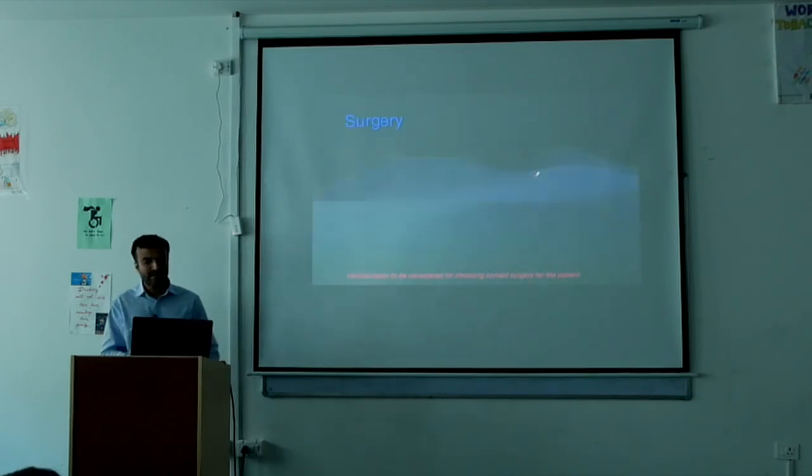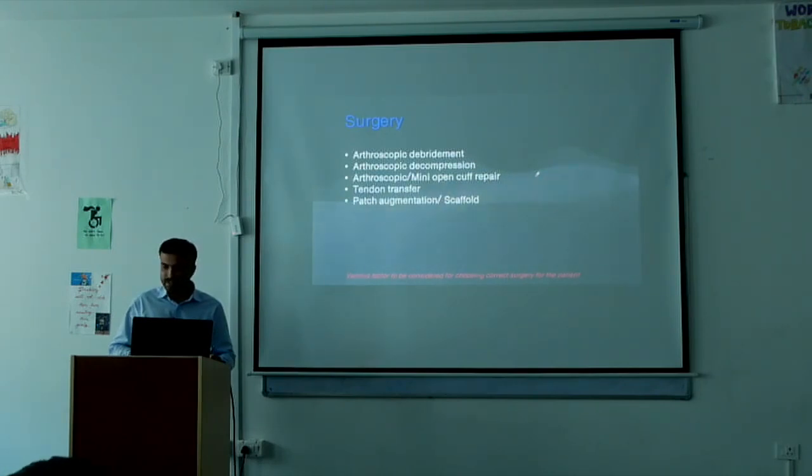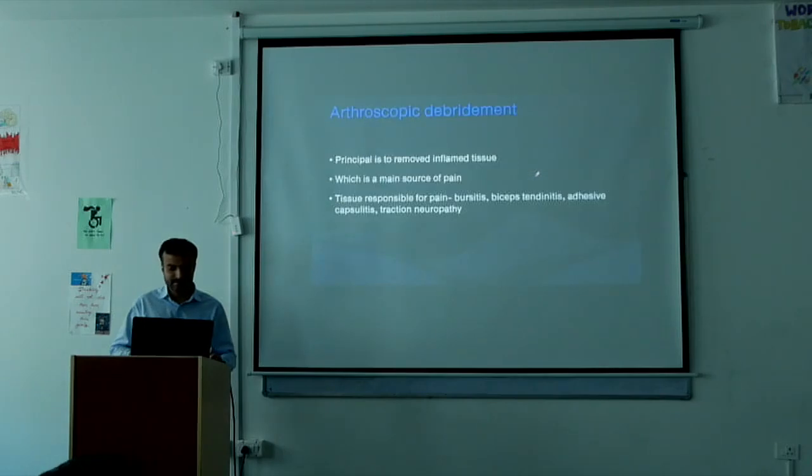What are the surgical options available for now? The first ones are arthroscopic debridement, arthroscopic decompression, arthroscopic or mini open rotator cuff repair, tendon transfer, patch augmentation or scaffold, superior capsular reconstruction, balloon interpositional graft and reverse shoulder arthroplasty. Various factors are to be considered for choosing the correct surgery for your patient.